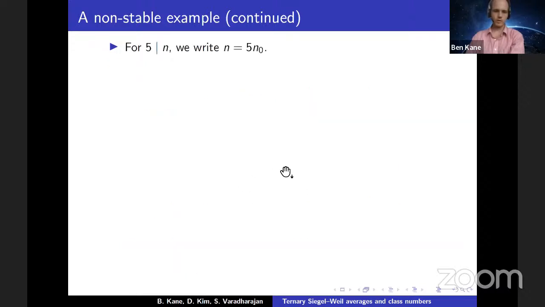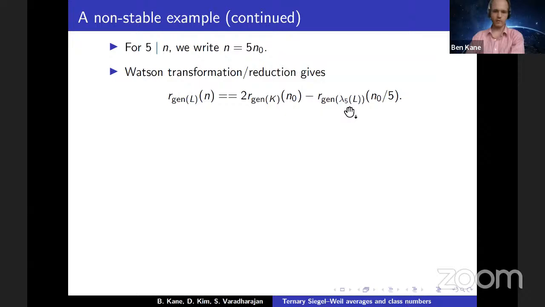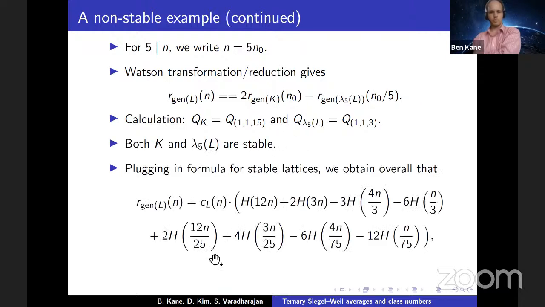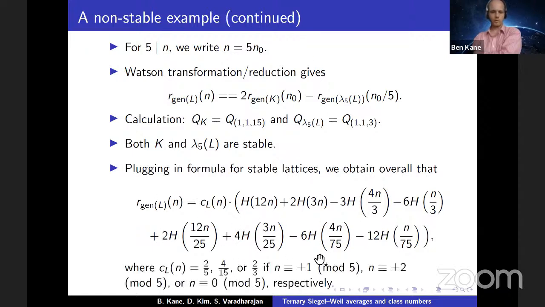And even in the case when it's divisible by 5, we use this reduction with Watson transformations, and we get two other lattices, one that's from the Watson transformation and one that's simpler in some way. And then it turns out in this special case that these are both stable. And then we plug in the formula for the stable lattices for these two cases, and that gives us this formula. And you can combine all the formulas in this case because these extra terms that were added in are all 0 if n is not divisible by 5, and then that gives us everything we want.